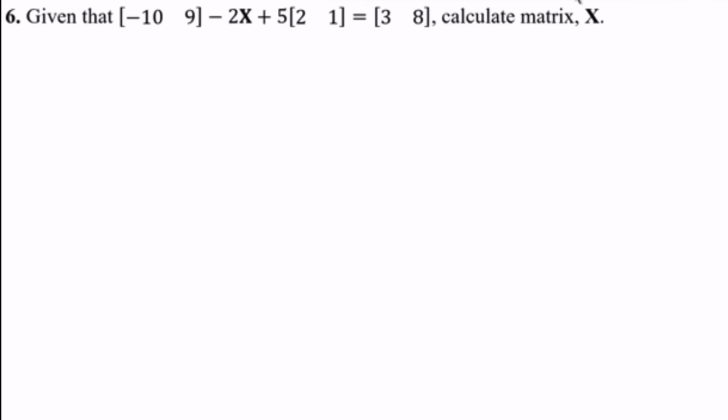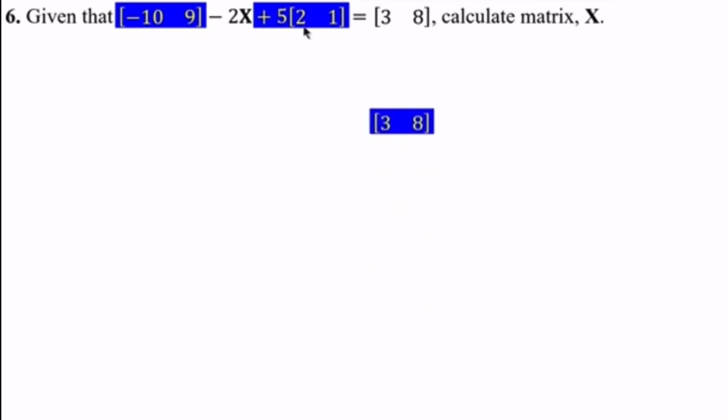So we have the matrix x that we need to solve. So let's do it carefully. Normally when we see there is a matrix, we highlight first. So this matrix is negative 10 and 9, and another matrix is 5 times 2 and 1, so it's 10 and 5, which is equal to the matrix given. So let's focus on the matrix given and solve it first.